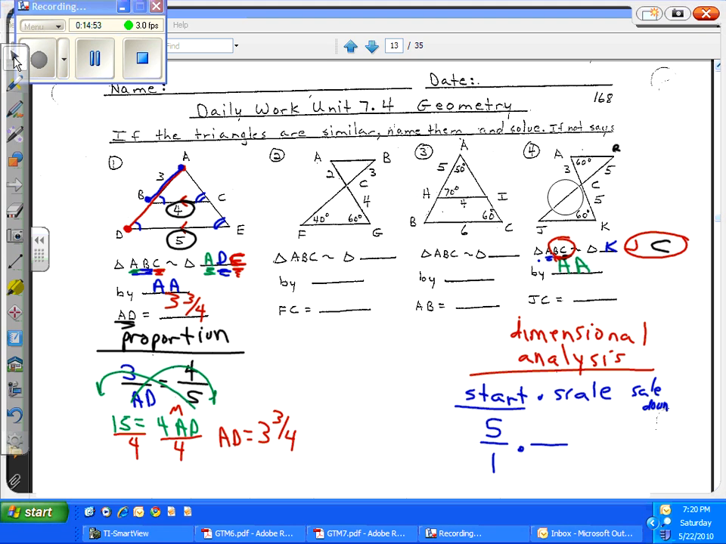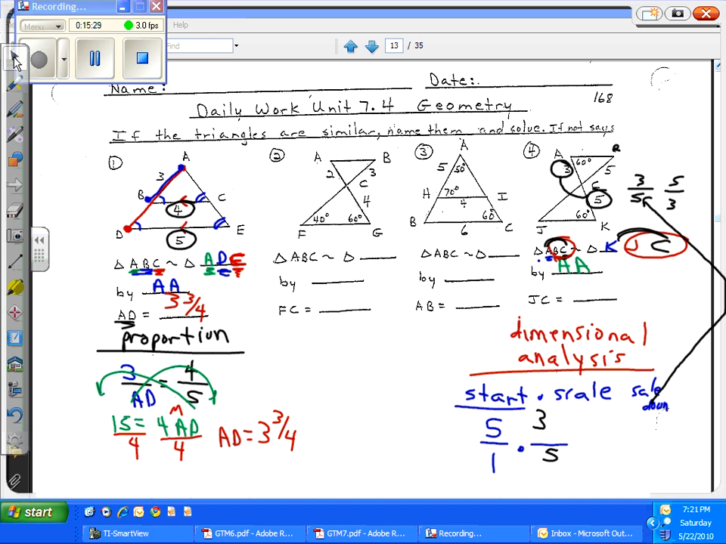Well, what about my scale factor? My scale factor's got to be a pair I know both of. This 3 AC, first and last letter, goes to KC, first and last letter. And so the 3 goes to the 5. So my scale factor is either 3/5 or 5/3. I'm scaling down, which means I need to get smaller, and so I'm going to use the 3/5.